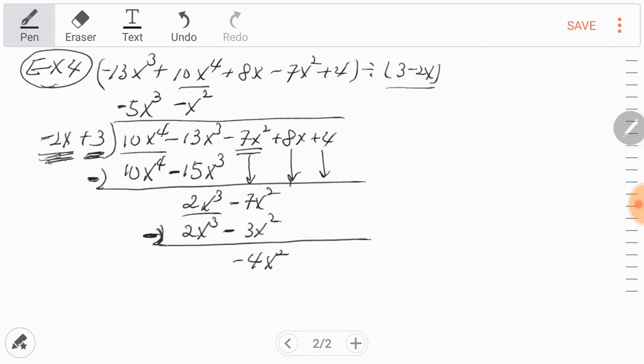Okay, we gotta bring this one down, 8x. We need only 2 terms. So let's find another factor. So negative 2x times what becomes negative 4x squared? That will be plus 2, positive 2.